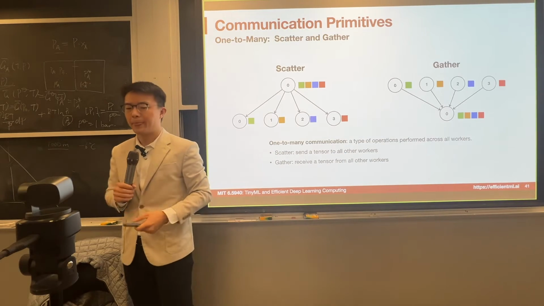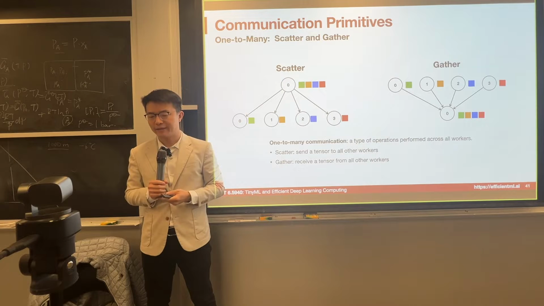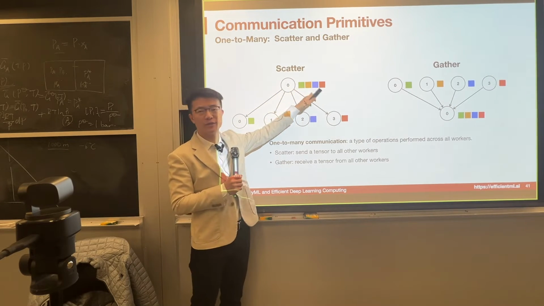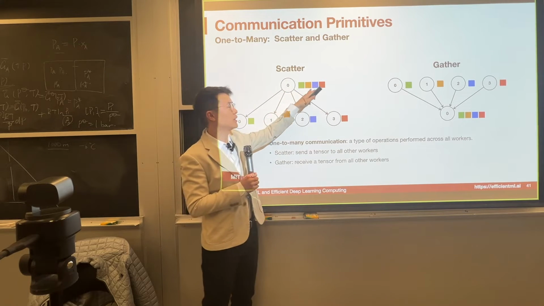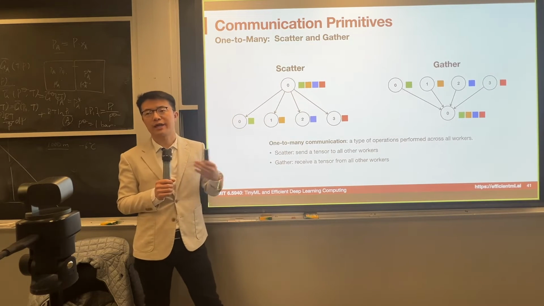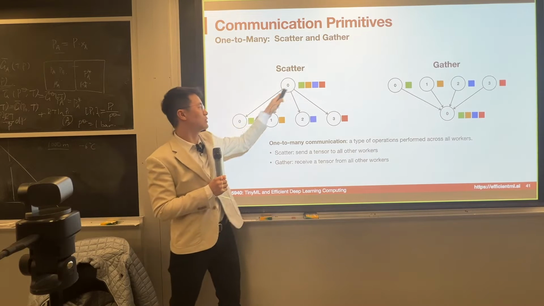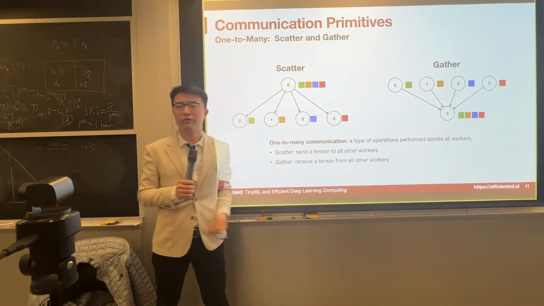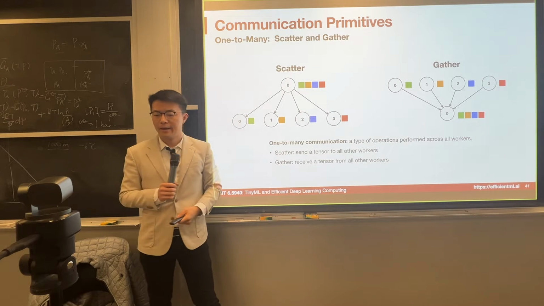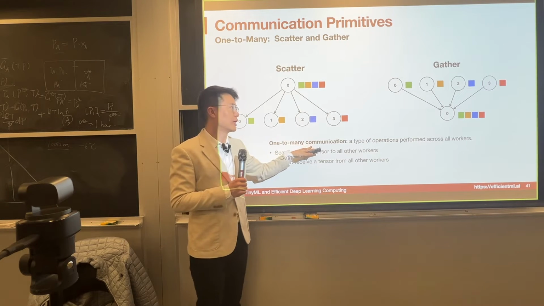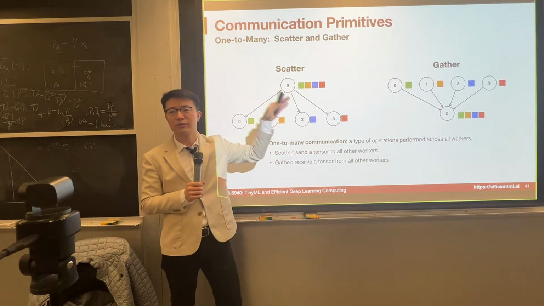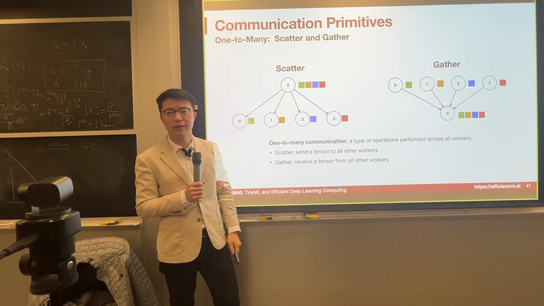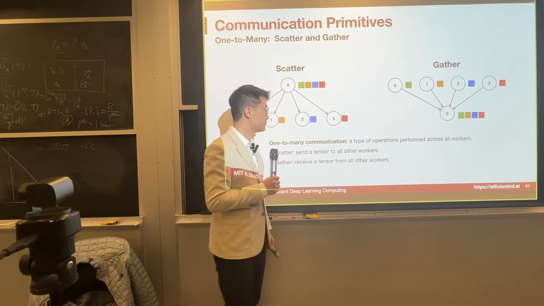So that's one-to-one. There's also the one-to-many. Okay? So you have one node, you have 4 pieces of data: the green one, yellow one, blue one, red one. And the scatter is basically saying send the first one to node 0, the second one to node 1, third one to node 2, the last one to node 3. So this is one-to-many communication. One initiates the communication, and then it gets broadcasted, gets scattered to many different workers.